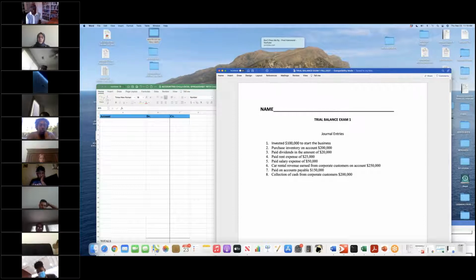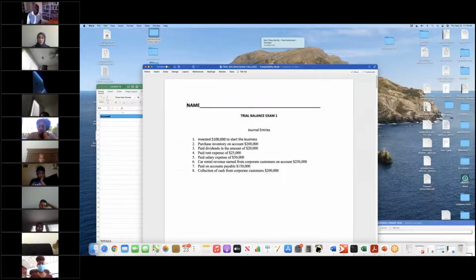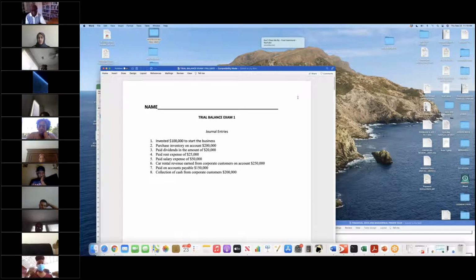And what I'm pulling up now is trial balance exam 1. And so now we're going to move trial balance exam 1 from steps 1 through 4. We're getting ready to do steps 7 and 8 to prepare our financial statements. Okay?